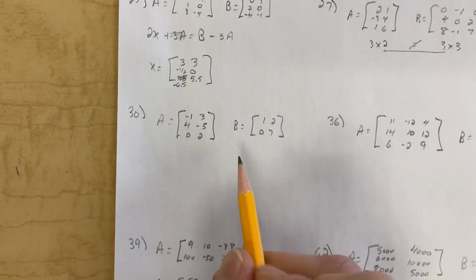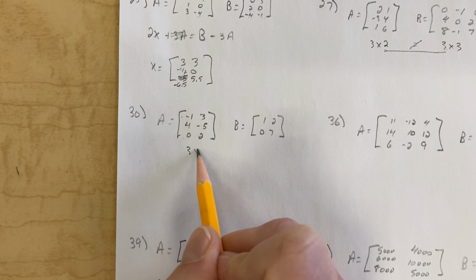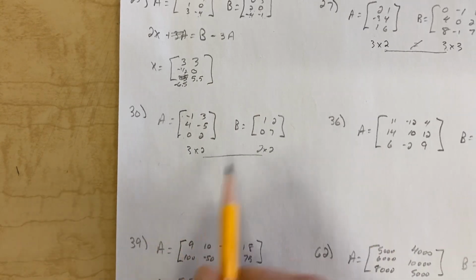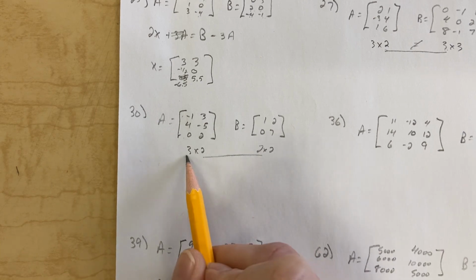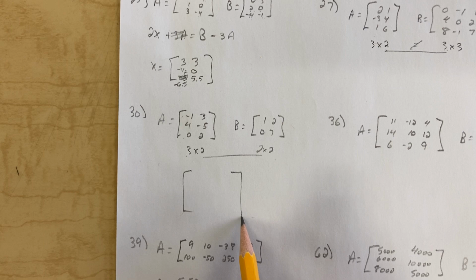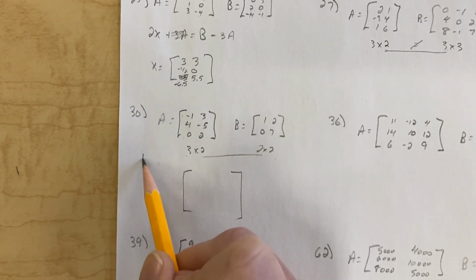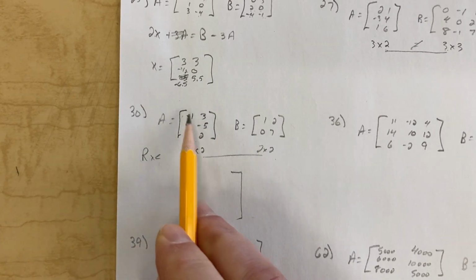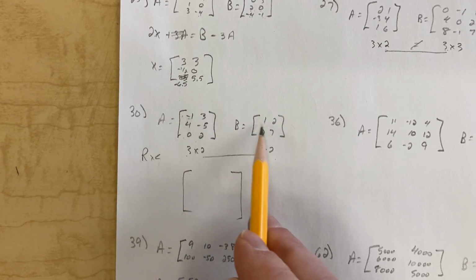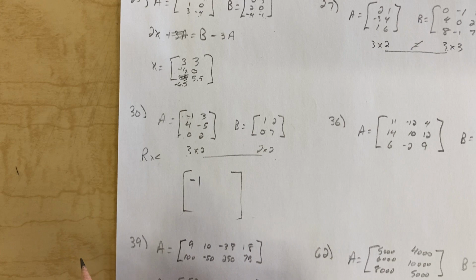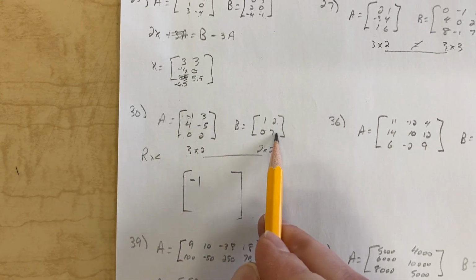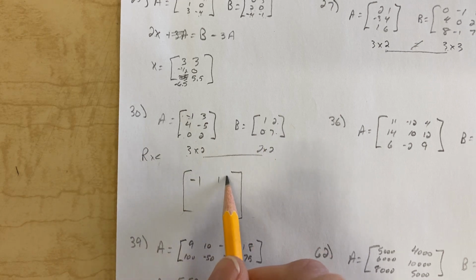For number 30, we have a 3 by 2 times a 2 by 2. Those middle dimensions are equal. So the answer will be the outer dimensions. We're going to get a 3 by 2 answer when we do this. And the way we do this is we actually do the row times the column. So we're going to go this row times this column. We're going to go -1 times 1 is -1 plus 3 times 0. That gives us -1. -1 times 2 is -2. 3 times 7 is 21. -2 plus 21 is a 19.